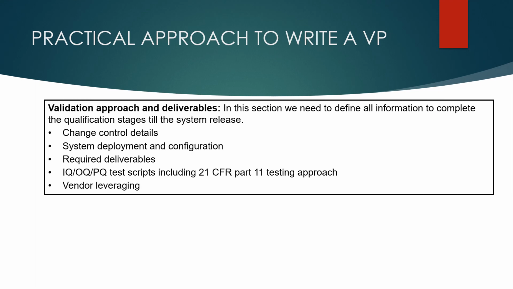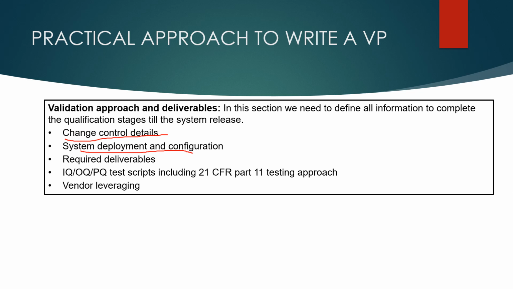Now the next section is validation approach and deliverables. In this section we need to define all the information to complete the qualification stages till the system release. So mention the change control details, and the details of how the system deployment will be done and configured. Basically we need to mention all the prerequisites for system installation and its configuration. For example, when you are going to install an HPLC system, then you require a configured PC to install the software. You require the LAN connections, server IP address, adequate space to occupy that HPLC in the laboratory, power connections, and waste outlet, etc. Basically, these are all prerequisites which can be provided by the vendor end.